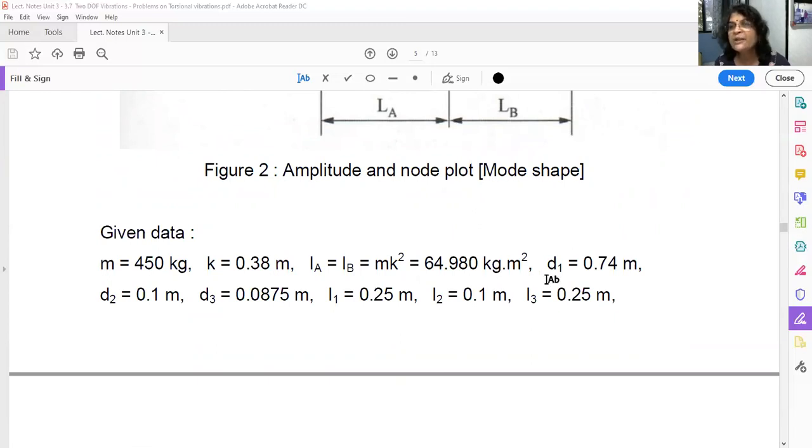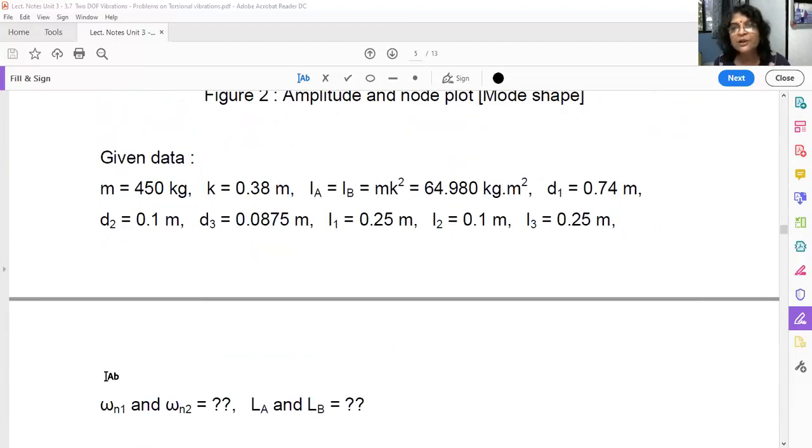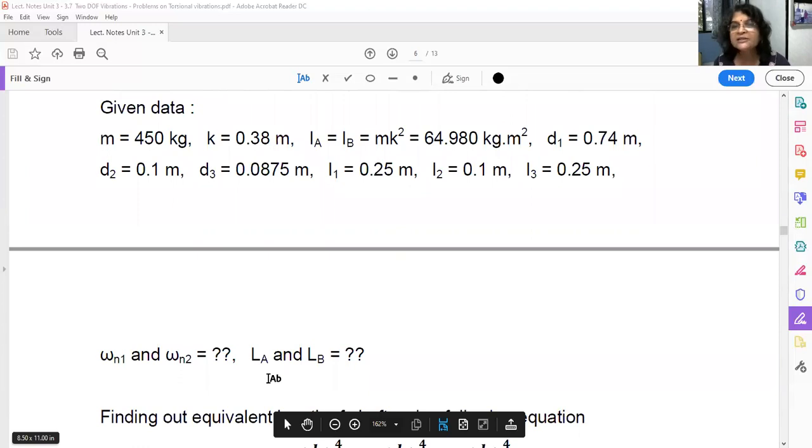Then diameters D1, D2, D3 are given. L1, L2, L3 are given. What are we supposed to find out? Two natural frequencies and the distance of the node from the end rotors.